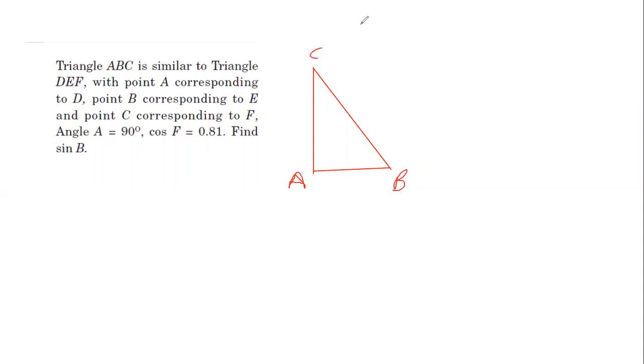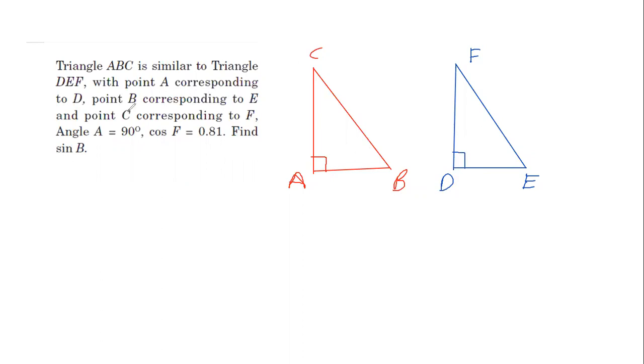Similarly, if I try to draw the corresponding triangle DEF, there's another triangle which is actually similar to the first triangle, and it tells me that A is corresponding to D. So let's say this is D. B is corresponding to E, so let's say this is E. And C corresponds to F. Let's say this is F. So all these angles are equal actually. A is equal to D, B is equal to E, and C is equal to F. So this angle is also 90, and here this angle is also 90.